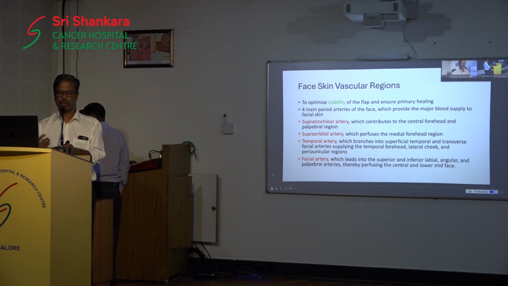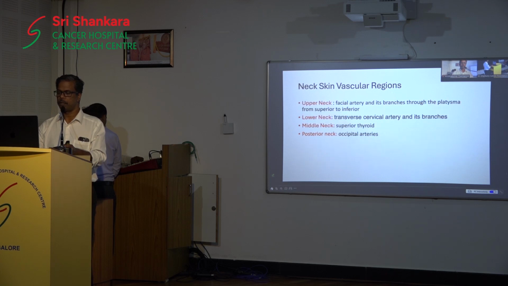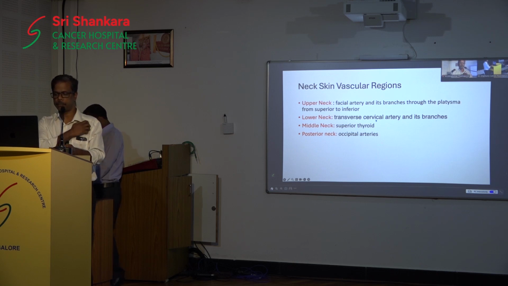Next, coming to the vascularity, that was about aesthetics. To optimize the viability of the flap and ensure primary healing, there are 4 main paired arteries of the face which provide major blood supply to the facial skin. They are the supratrochlear artery, supraorbital artery, temporal artery, and the facial artery. And coming to the neck, again there are 4 vascular regions. The upper neck is supplied by the facial artery, the lower neck by the transverse cervical artery and its branches, the middle neck by the superior thyroid artery, and the posterior neck by the occipital arteries.